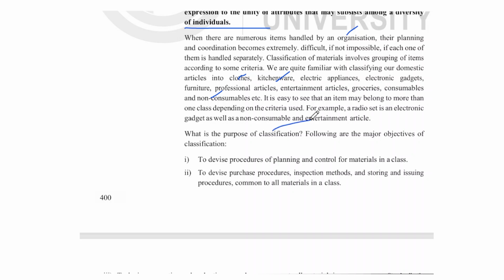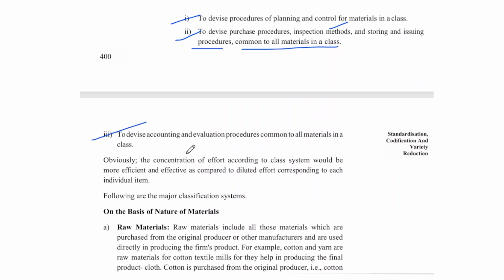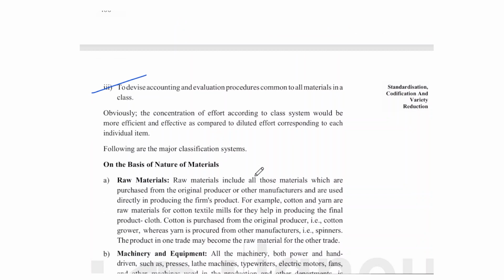And what is the purpose of classification? Following are the major purposes: to devise procedures of planning and control for materials in a class, to devise purchase procedures, inspection methods, and storing and issuing procedures common to all materials in a class, and to devise accounting and evaluation procedures common to all materials in a class. Obviously, the concentration of effort according to a class system would be more efficient and effective as compared to diluted effort corresponding to each individual item.